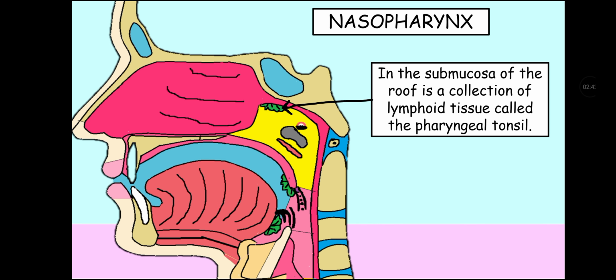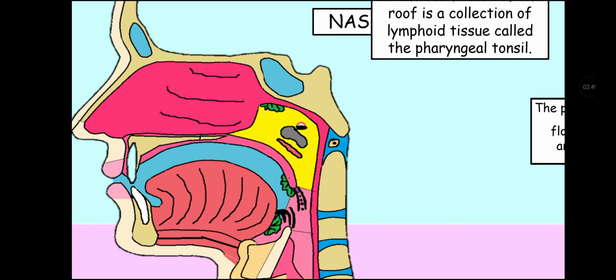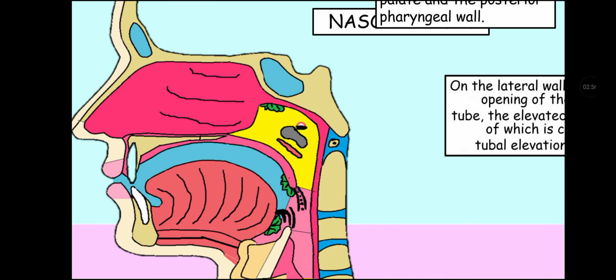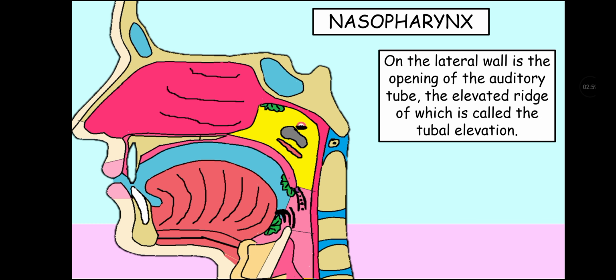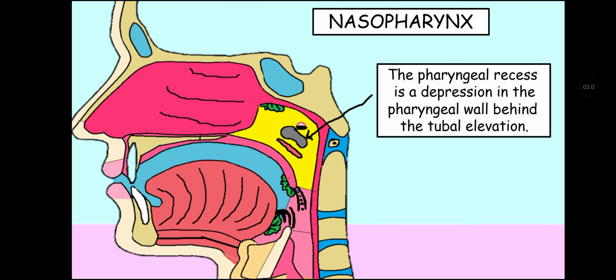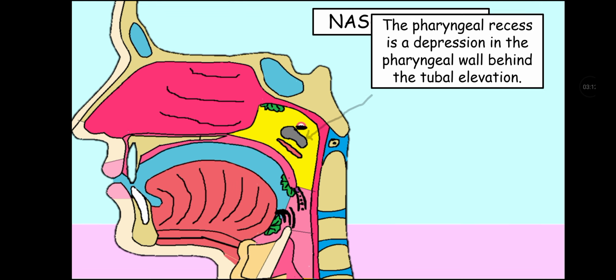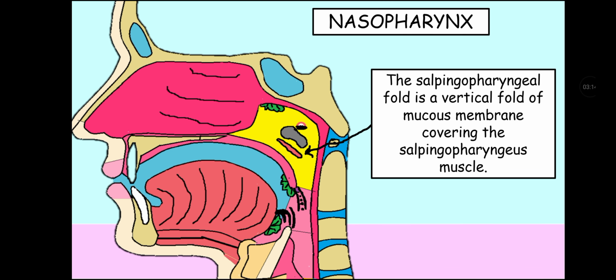In the submucosa of the nasopharynx roof, there is a collection of lymphatic tissue called the pharyngeal tonsils. Then there is the pharyngeal isthmus, which is an opening in the floor between the soft palate and the posterior pharyngeal wall. On the lateral wall, there is the opening of the auditory tube and an elevated ridge called the tubal elevation. Then there is the pharyngeal recess, a depression in the pharyngeal wall behind the tubal elevation. And then there is the salpingopharyngeal fold, a vertical fold of mucous membrane that covers the salpingopharyngeus muscle.